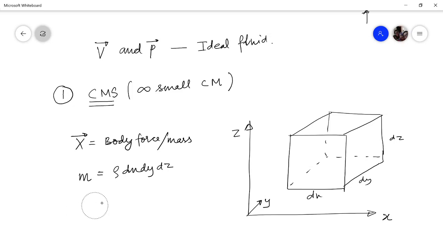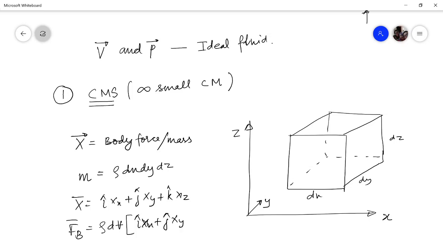If this X vector can be written in component form as i Xx plus j Xy plus k Xz, then the total body force will be this mass, that is rho dx dy dz. And what is dx dy dz? This is the volume of this fluid element, so let me write this as volume. So this is i Xx, j Xy, k Xz. Now comes the surface force part. Let us say I'm watching in the x direction, then here the pressure force is P times the area, which is dy dz.